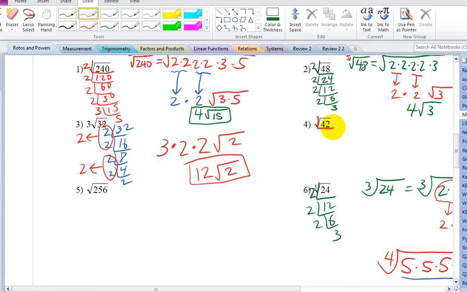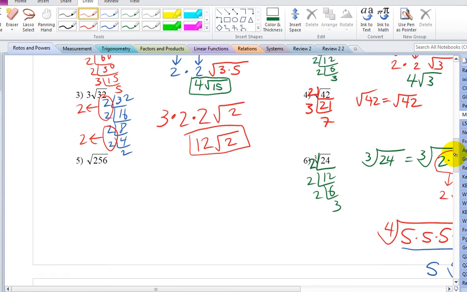So when I divide it, I divide by 2. I get 21, 3, and 7. Do you see any pairs? Can you take anything out? Absolutely not. So square root 42 equals square root 42. It's as simple as it gets. So you might see one of those. Okay, just throwing that out there.